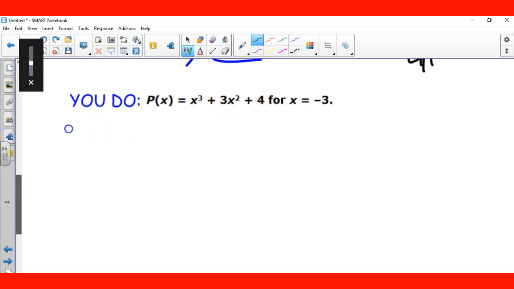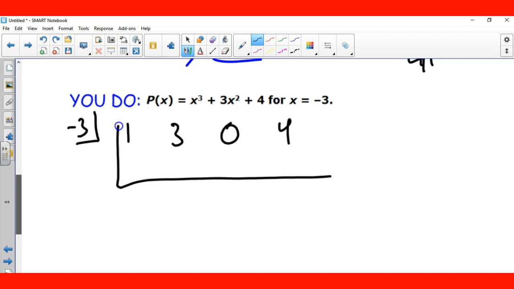So again, x is -3. So we have the coefficient of 1, 3. Notice that this is x cubed, x squared, there is no x term, so we put 0, then the constant of 4. So now bring down your first term, 1. 1 times -3 is -3. 3 minus 3 is 0. 0 times -3 is 0. 0 plus 0 is 0. And 0 times -3 is 0, and 4 plus 0 is 4.